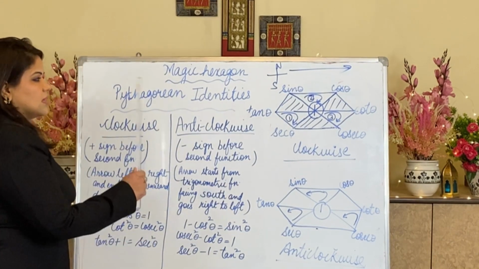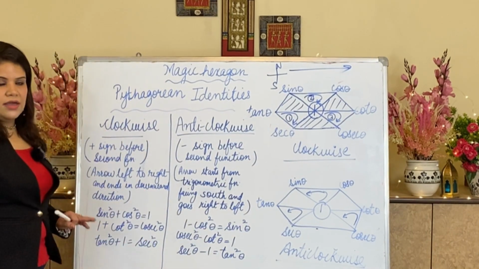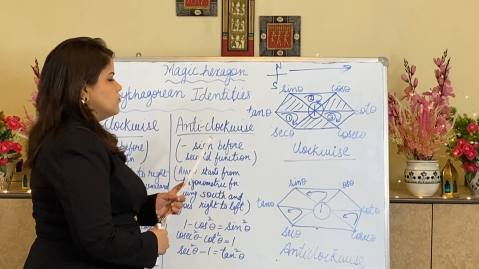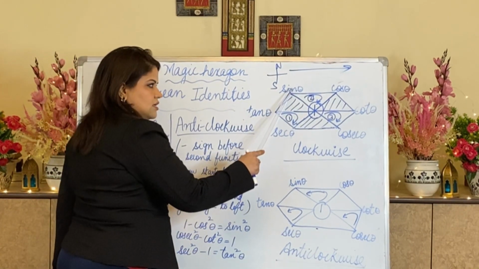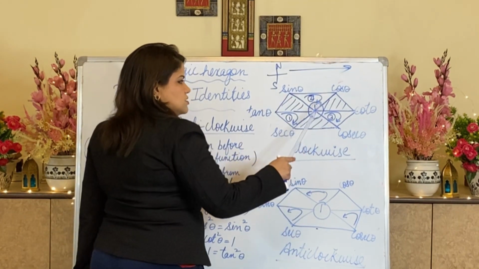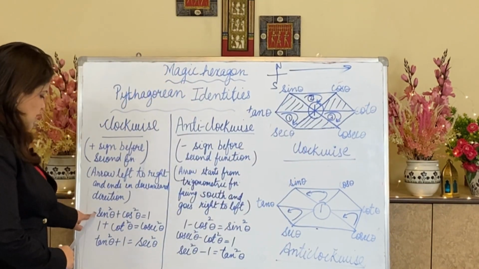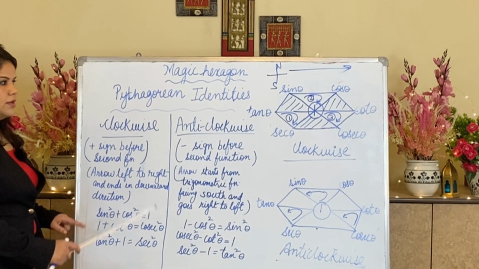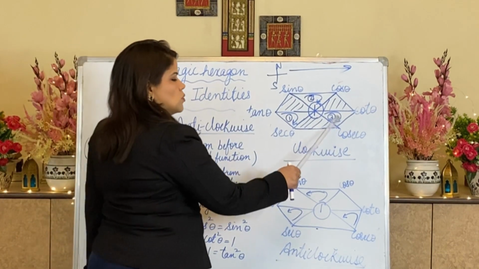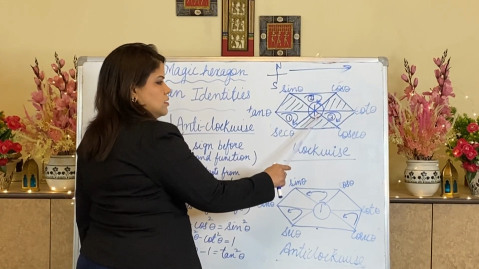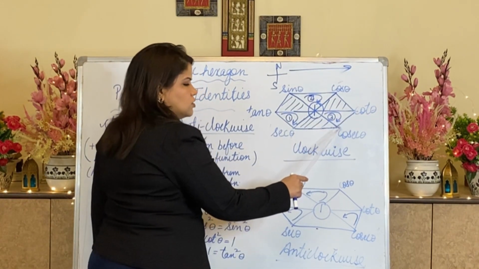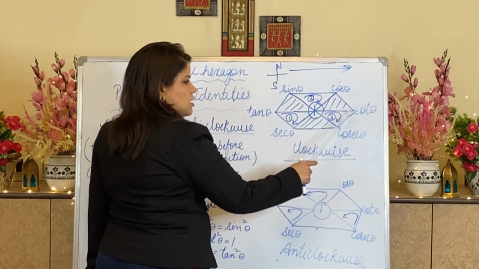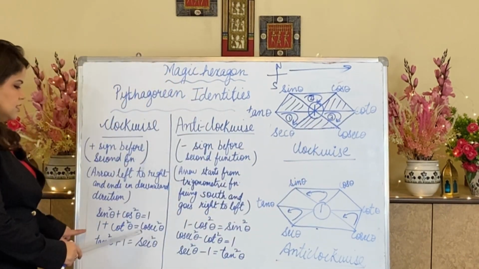Now I will be taking the first triangle, this one, in which I am writing sin square theta plus cos square theta is equal to 1. Next I am taking this one. I am starting from 1. I am going towards cot and then towards cosecant. So 1 plus cot square theta is equal to cosecant square theta.